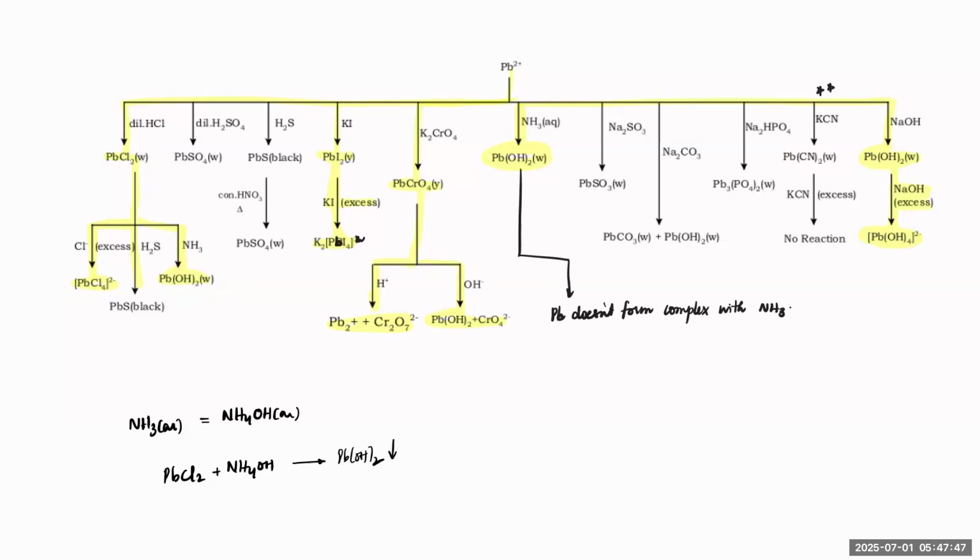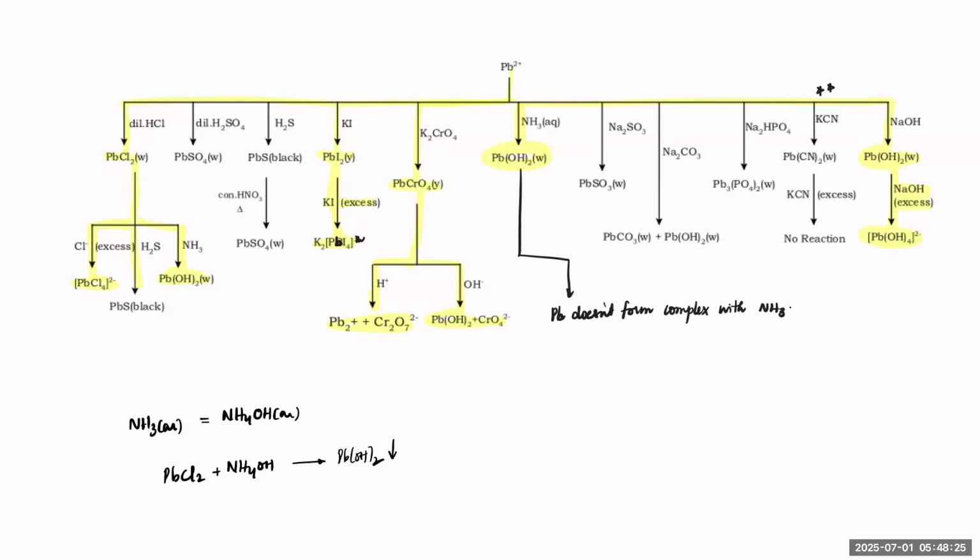With dilute H2SO4, it will become PbSO4. With H2S, PbS. With KI, PbI2, which is yellow in color. This yellow precipitate, when reacted with excess KI, will convert into a complex, K2PbI4. Clear, beta. If you react with K2CrO4, it will give a yellow PPT, PbCrO4. When you react that with H+, it will become Pb2+ and CrO4 2-. With OH-, it will dissolve and become CrO4 2-.